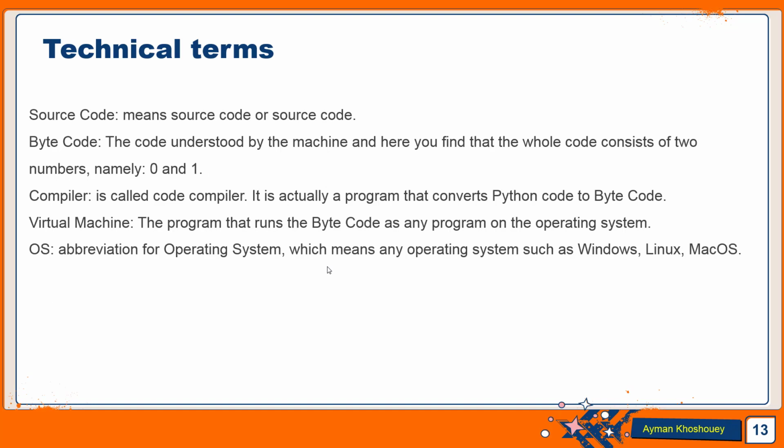Source code means the original code. Bytecode is the code understood by the machine. It consists of 0 and 1. The compiler is actually the program that converts Python code to bytecode. Virtual machine is the program that runs the bytecode like any program on the operating system. Operating system means systems such as Windows, Linux, or Macintosh.